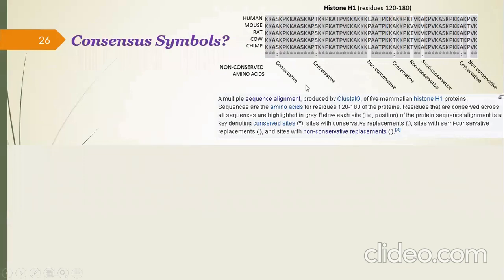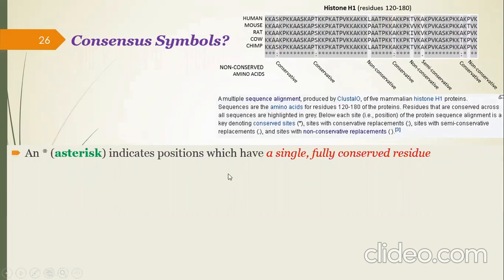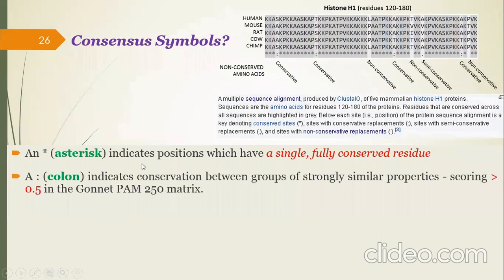The sequences are of the amino acid residues 1 to 20. An asterisk indicates positions which have a single fully conserved residue. So if that is fully conserved, an asterisk will be there. And a colon indicates conservation between groups of strongly similar properties, that is, scoring more than 0.5 in the Gonnet PAM 250 matrix. We will discuss this matrix in detail. But if the score is more than 0.5, that means the physiochemical properties of the amino acids are strongly conserved, and therefore that will be written as a colon.